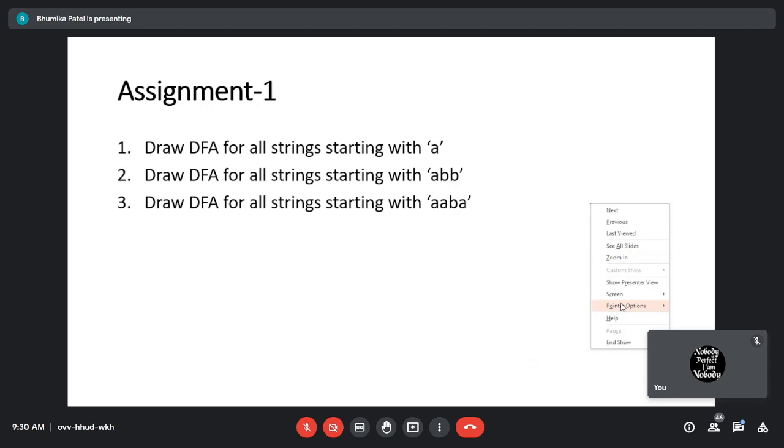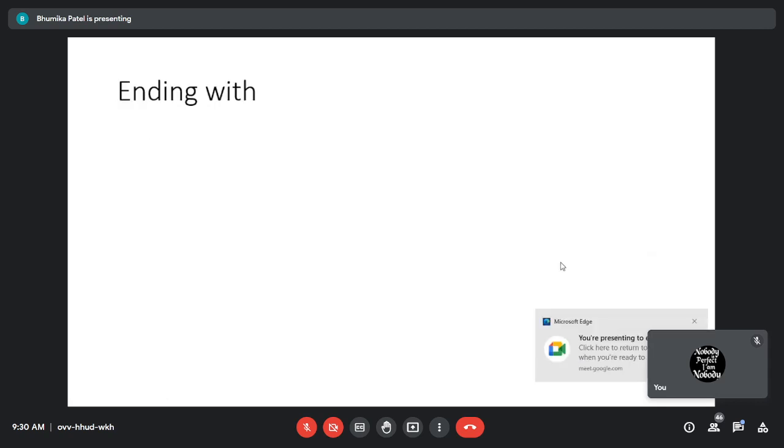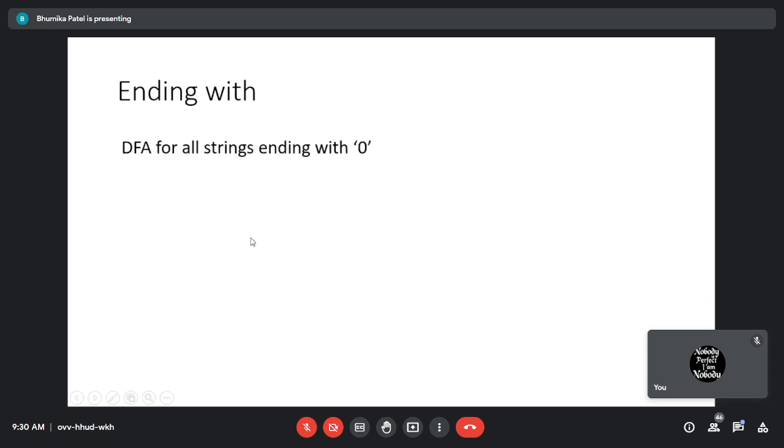That we are going to see next. Okay, next, ending with. This is the second type of problem that we can solve using the DFA. Is it visible? Okay, now we are going to draw the DFA for all the strings ending with 0.